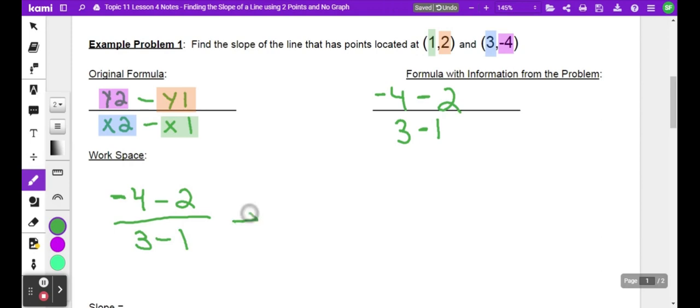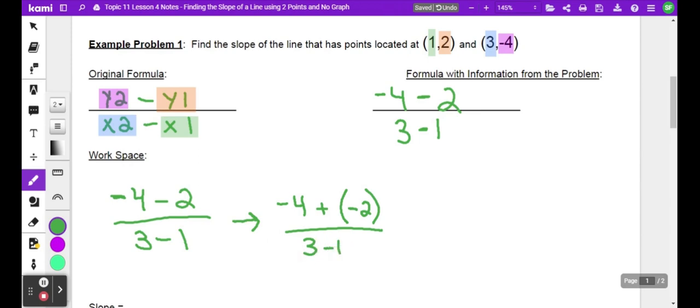So I am going to do a little keep change opposite here to make it a little bit simpler for me. So I'm going to keep the -4, change the subtraction to a plus sign, and I'm going to make the 2 the opposite of 2, which is negative 2. All those things from Topic 1 coming into play. And I'll put all of that over 3 minus 1.